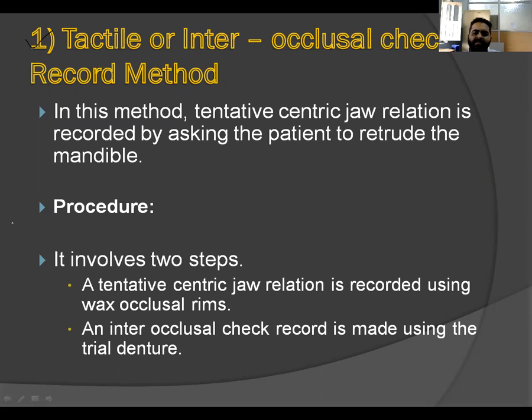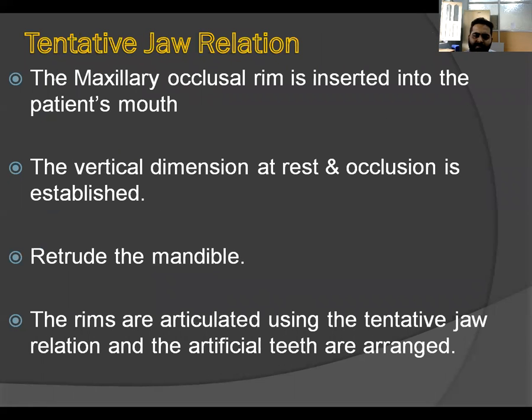Okay, so basically these steps involve the procedure of it. First, we record the tentative jaw relation with the help of your wax ring and take a check record of the same with the help of waxes or other visualization materials.